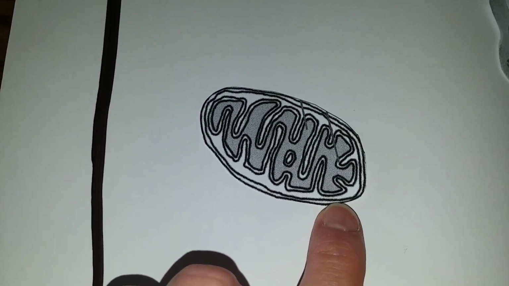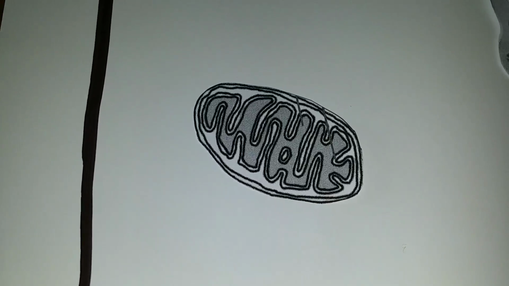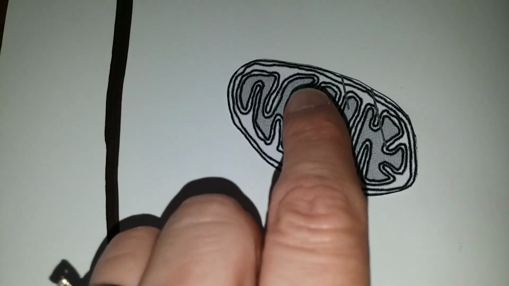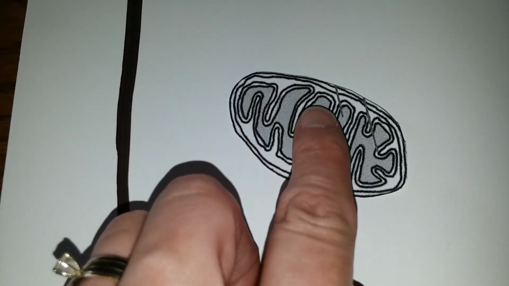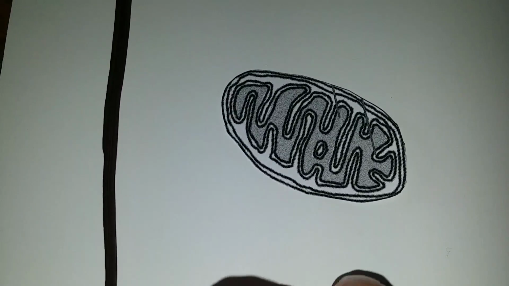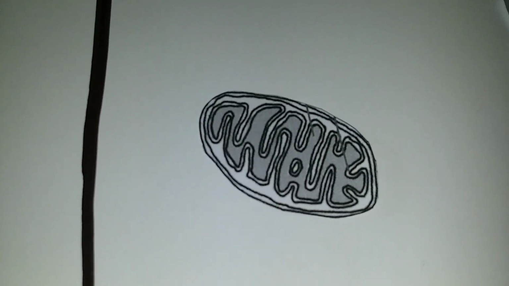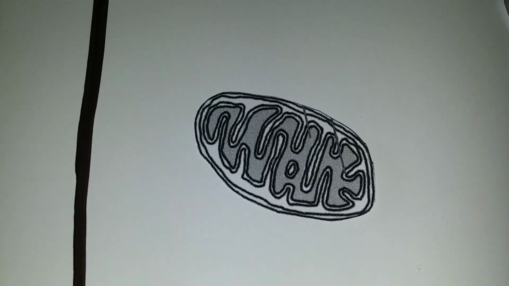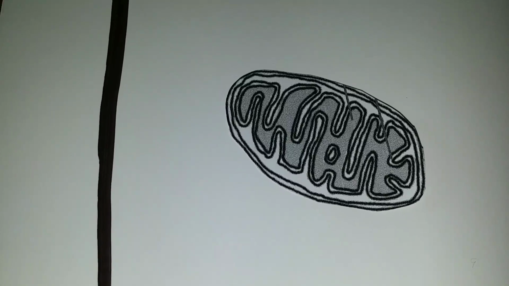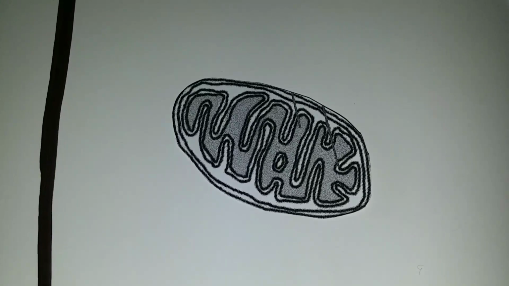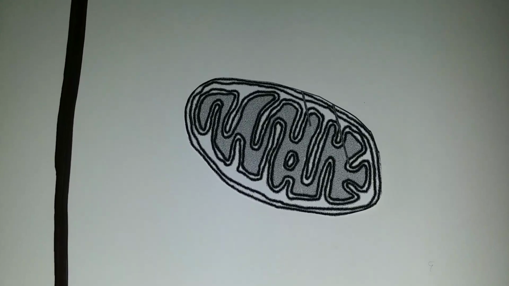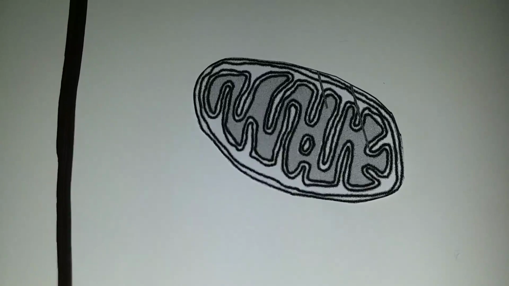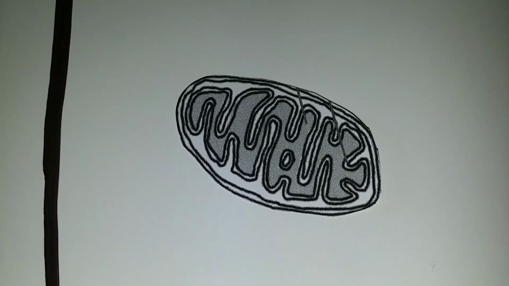And then on the inside is an inner membrane shaped into folds called cristae. The space in between the folds right here is called the matrix, and that has ribosomes, enzymes, and a small molecule called the mitochondrial DNA. The mitochondria doesn't actually make energy, but rather it helps create energy by transferring energy from organic compounds to ATP.